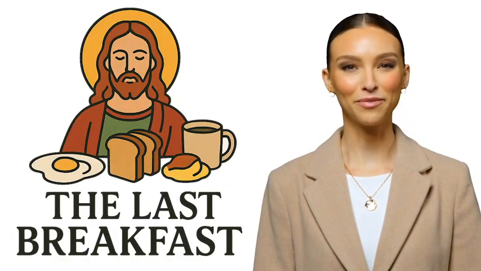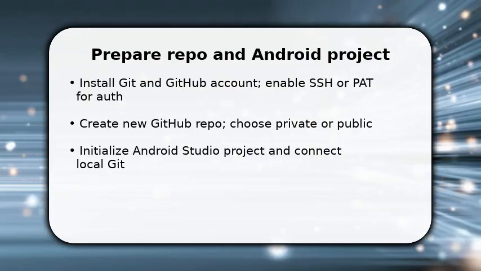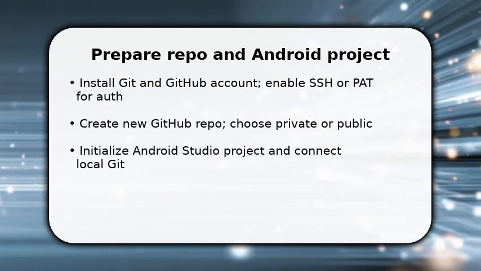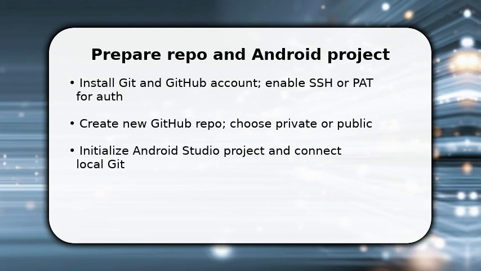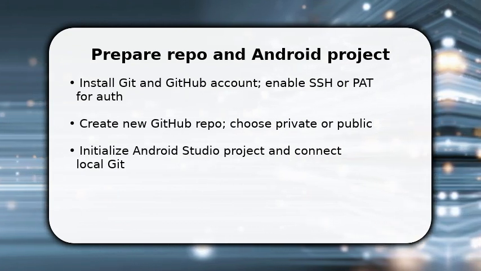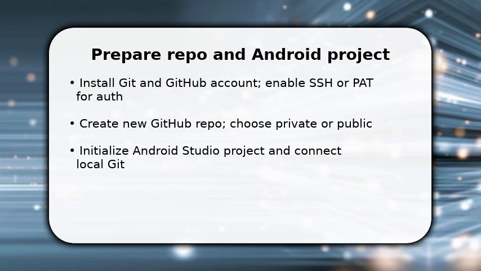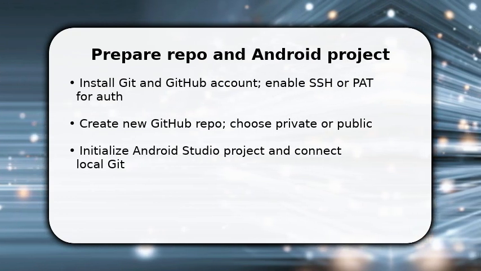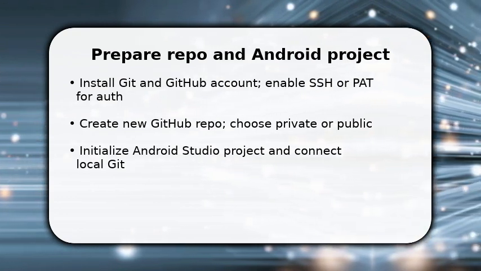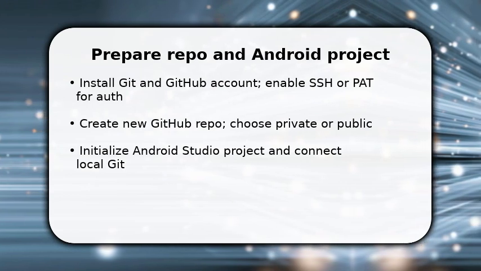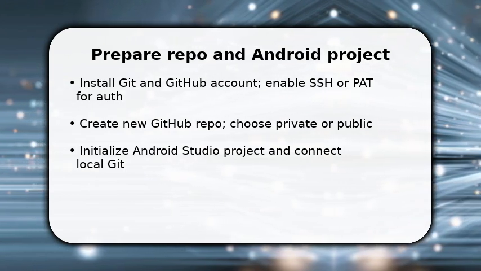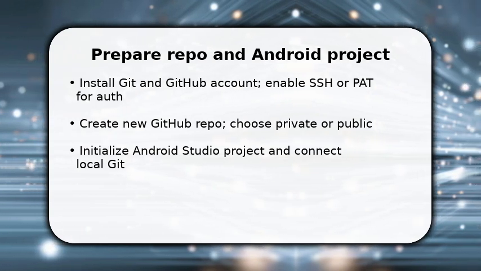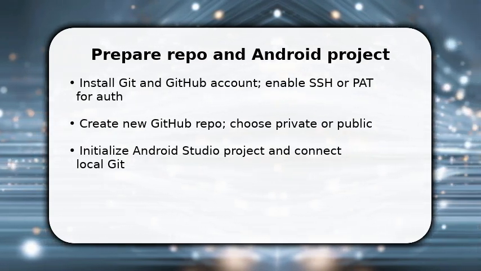You start by creating the repo and linking it to your Android project. First, set up Git locally and add an SSH key or personal access token so you can push securely. Then create a new GitHub repository and copy the clone URL. In Android Studio, enable version control, initialize Git in the project root, and add the remote origin using the URL you copied. Once done, commit your initial files so your project has a tracked baseline on GitHub.